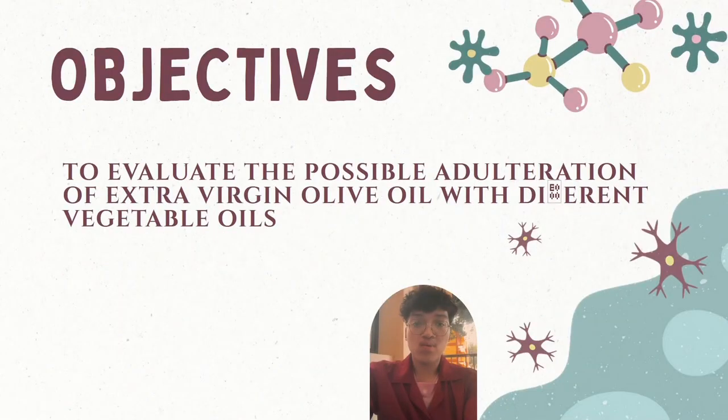In this experiment, our objective is checking if extra virgin olive oil (EVOO) has been mixed with other cheaper vegetable oils such as sunflower oil, soybean oil, or palm oil. This mixing is called adulteration.